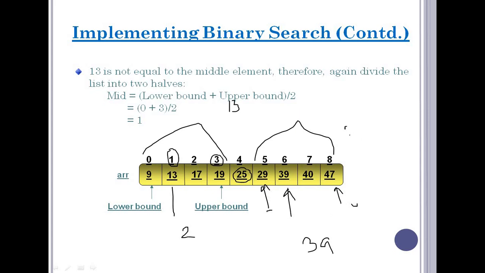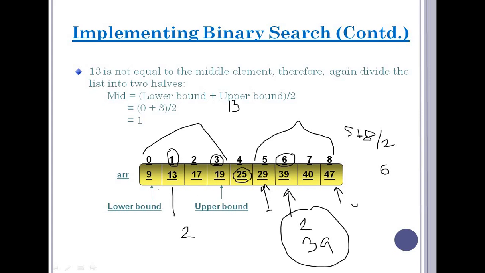So right now what is the answer? 5 plus 8, and divide by 2. So here 8 plus 5, 13, divided by 2 is nothing but 6. So I will go to location 6 and compare the 39 with it. So I got that element. Within two comparisons I am getting this 39.